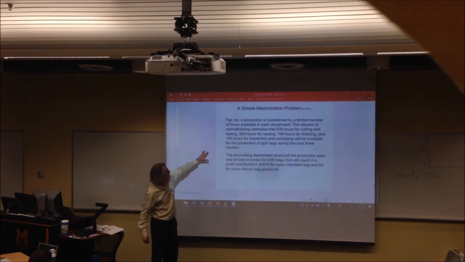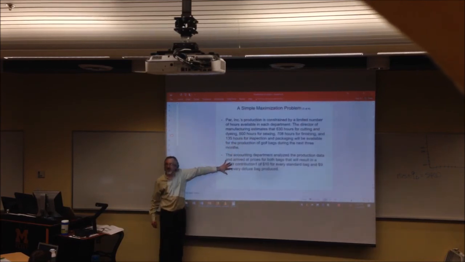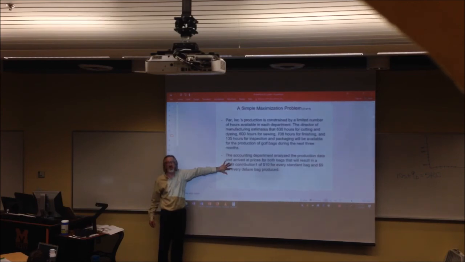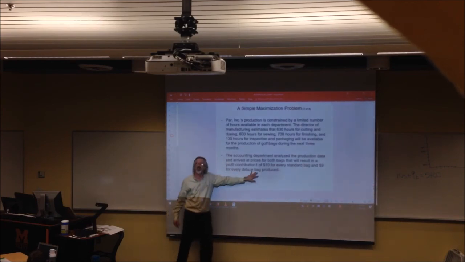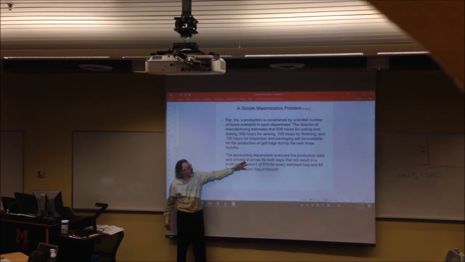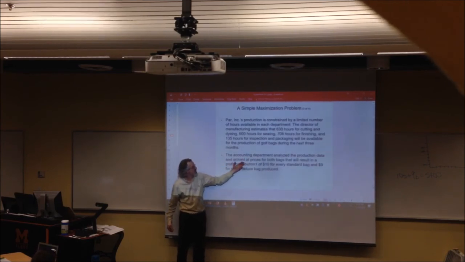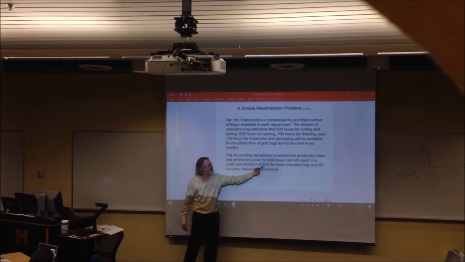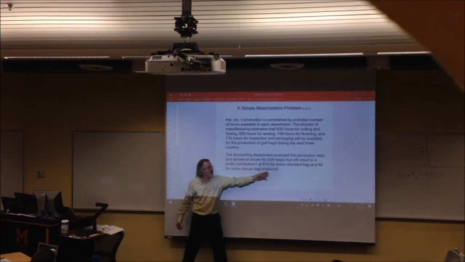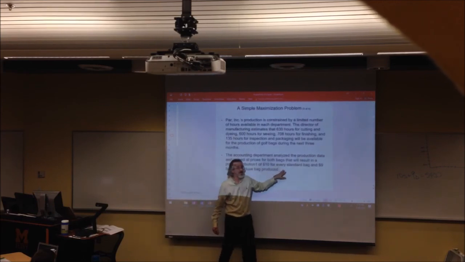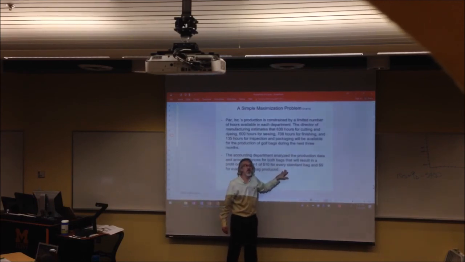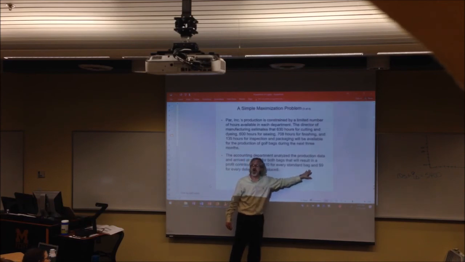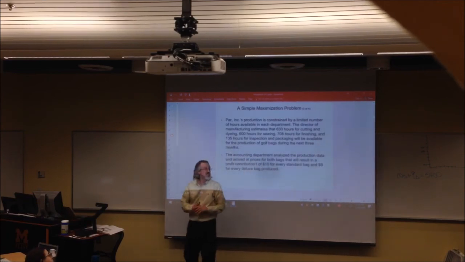So there's all that. And then this is without the words, and if this is a quiz or a final exam, there would be additional words here. But this says, the accounting department analyzed the production data and arrived at the prices for both bags, and the results will be profit for a standard bag will be $10. Profit for a deluxe bag will be $9. And then if this were a quiz, it would say, and the company would like to get as much profit as possible. That is the objective function.